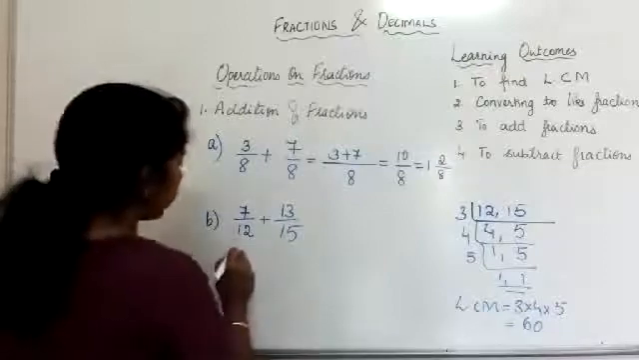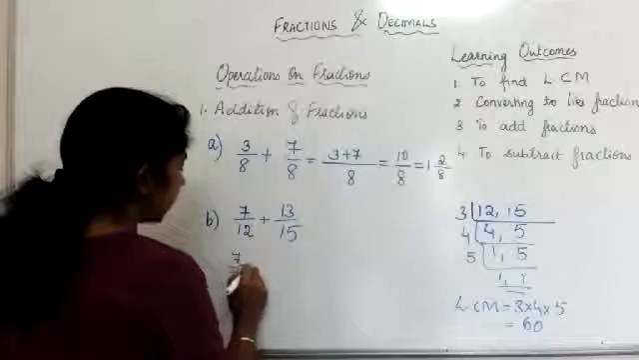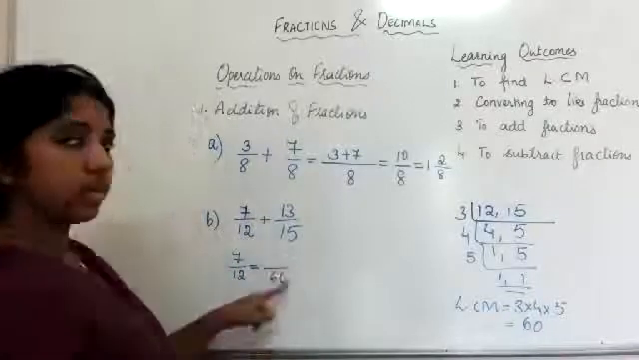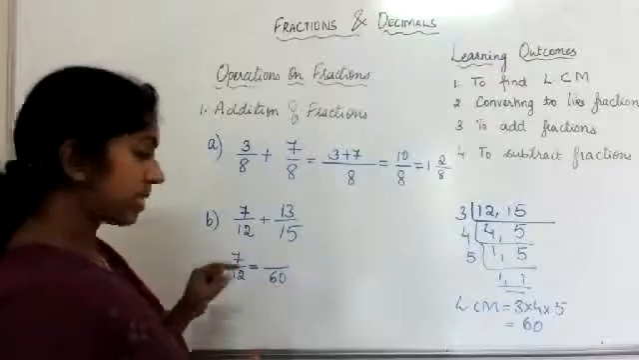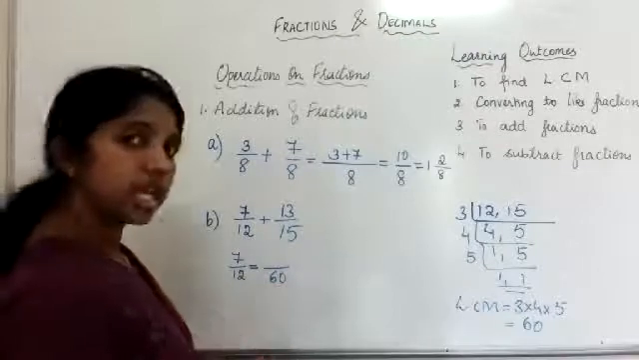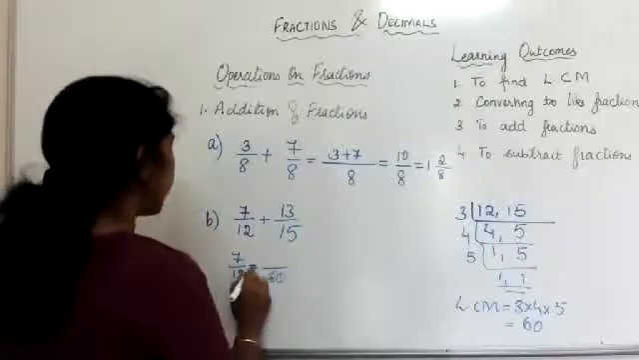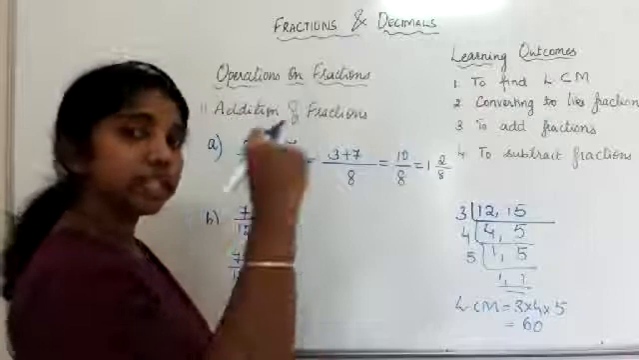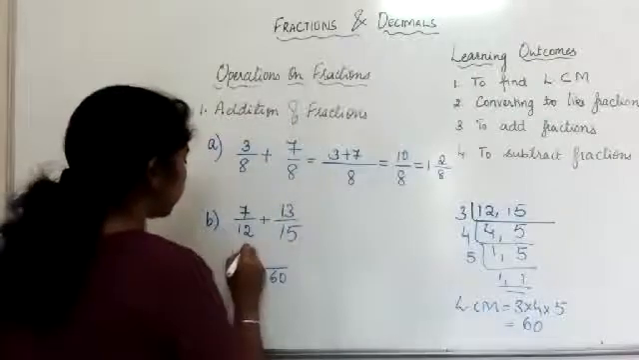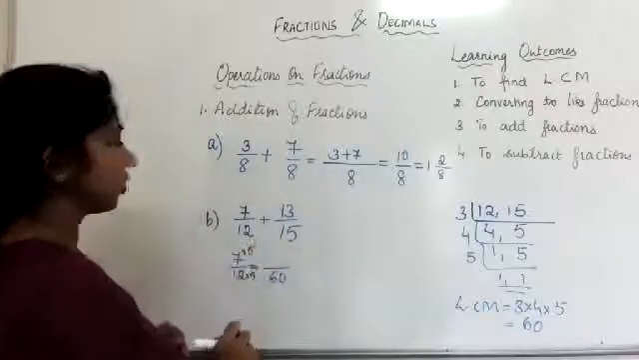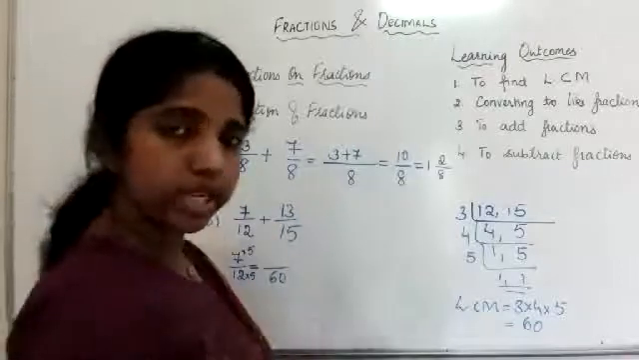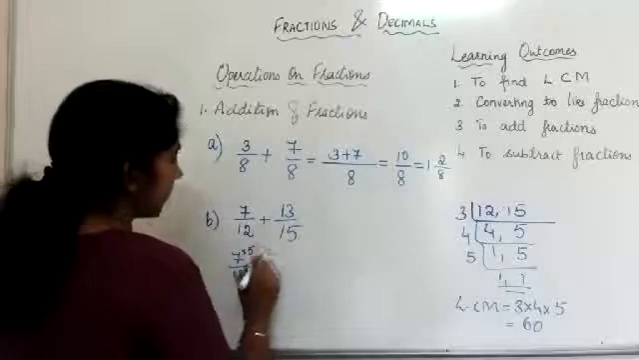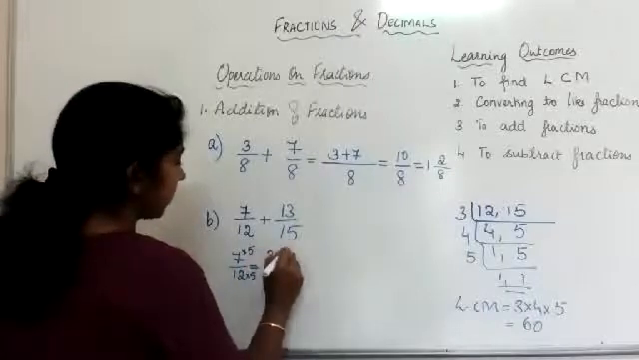Now we have to convert these to equivalent fractions such that the denominator is 60. So let me write it separately. 7 by 12, when converting to an equivalent fraction with denominator 60: 12 how much is 60? 12 5s are 60. That means we have to multiply 5 to both the numerator and the denominator. If you multiply the numerator, you should multiply the same number to the denominator also. So 7 5s are 35, and 12 5s are 60.